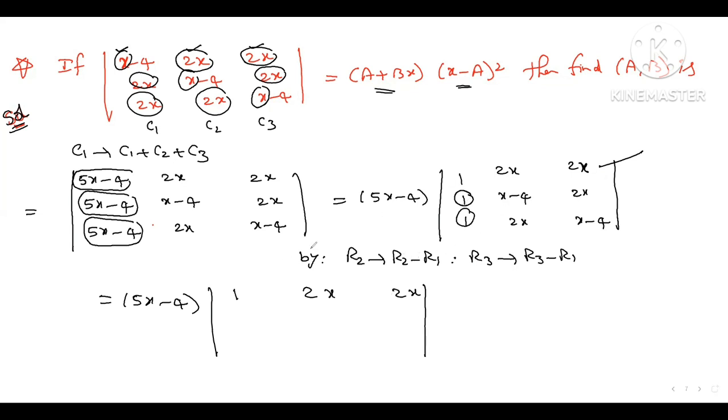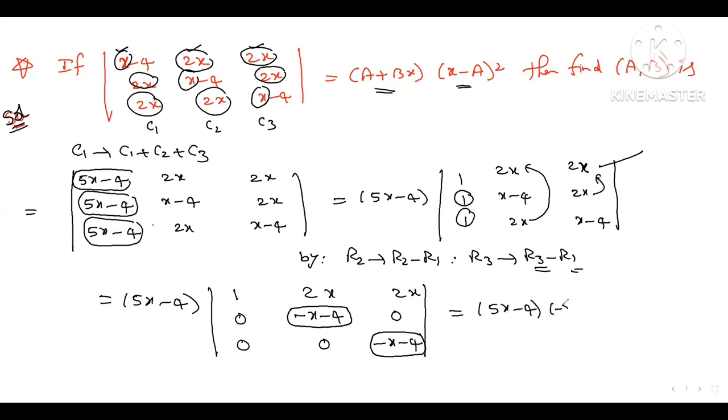Here R2 minus R1 gives 0. Here R2 minus R1, x minus 4 minus 2x, which is minus x minus 4. The next value is 0, 2x minus 2x. Here 1 minus 1, 0, 2x minus 2x. Here R3 minus R1, 2x minus 2x, 0. x minus 4 minus 2x will be minus x minus 4. In this determinant, I take minus x minus 4 common in the second row, and minus x minus 4 common in the third row. What we get here is 5x minus 4 into minus x minus 4 into minus x minus 4.